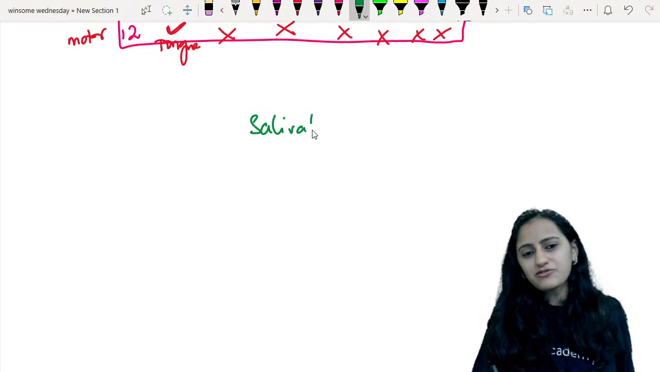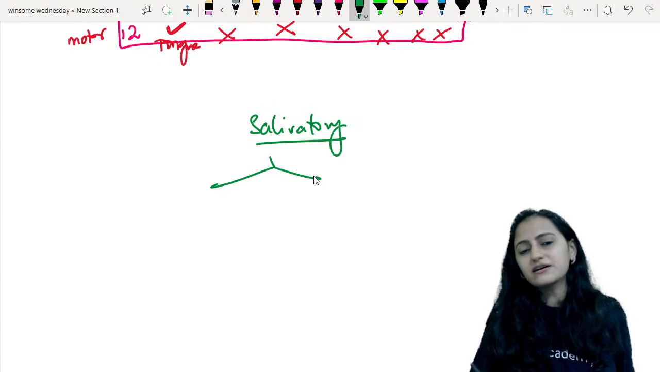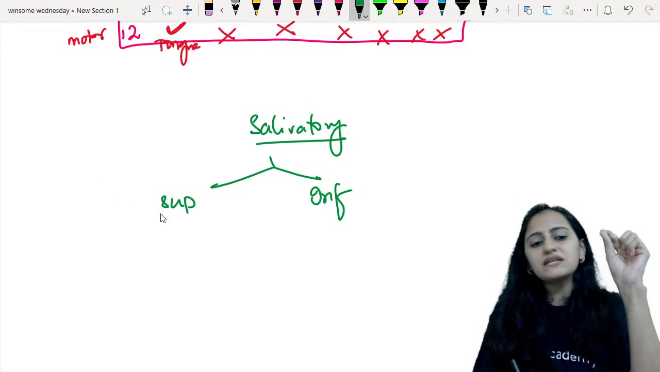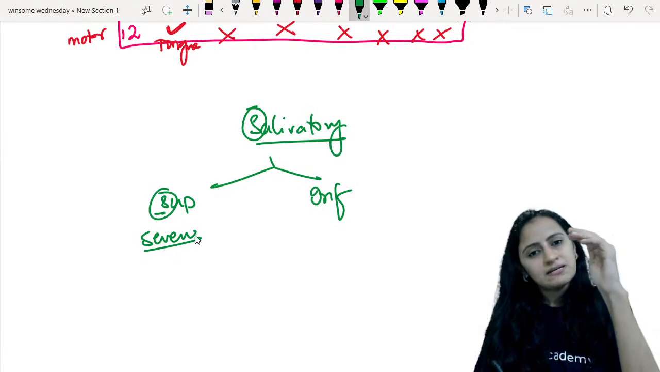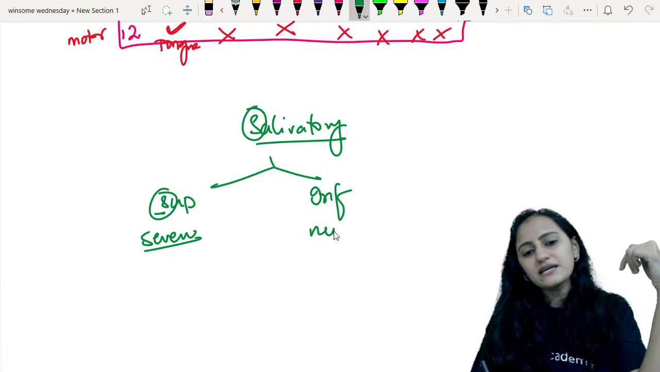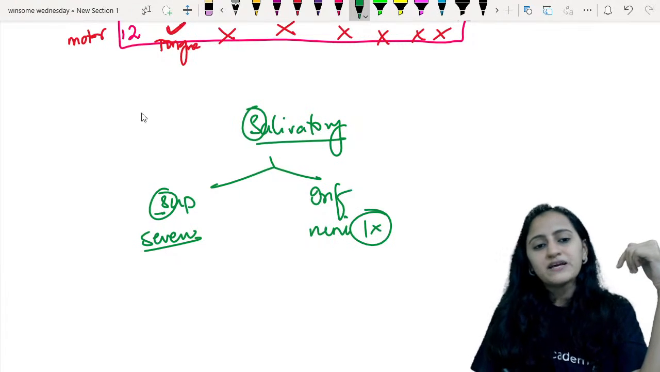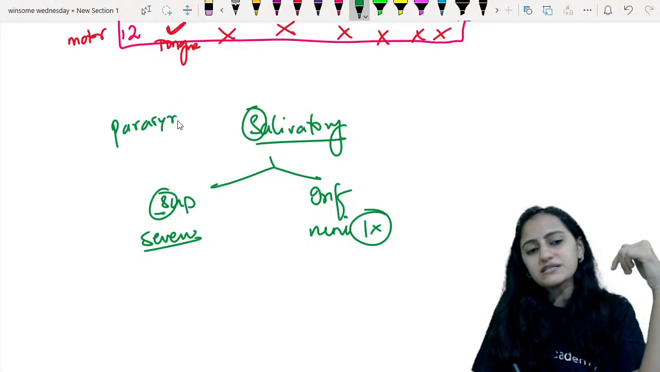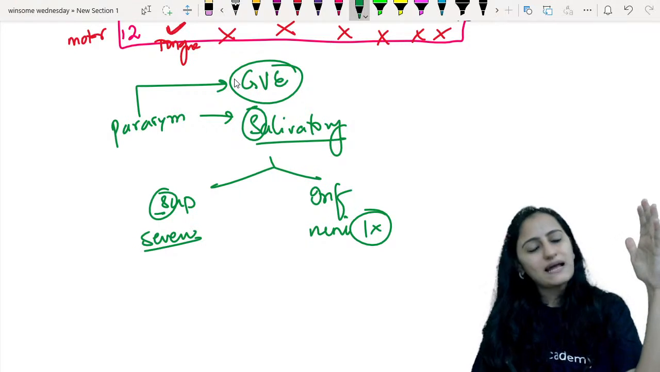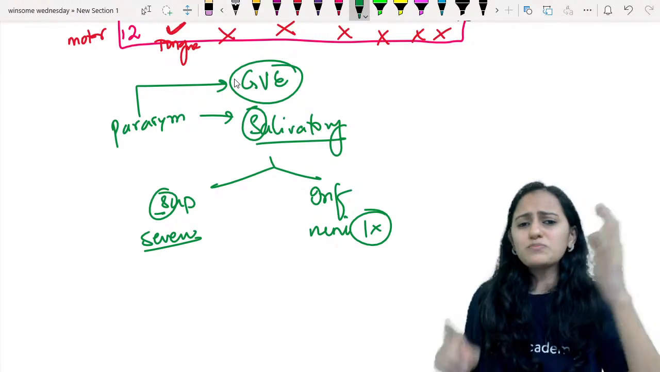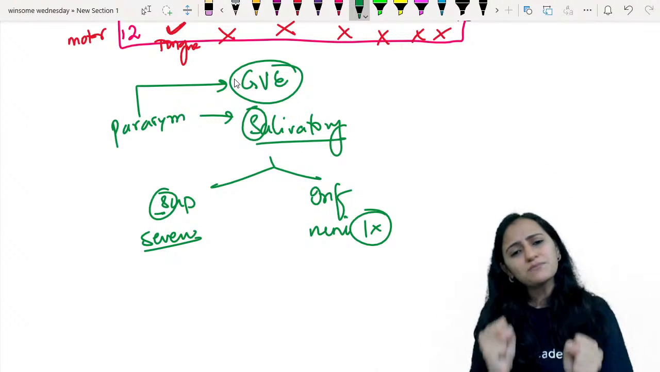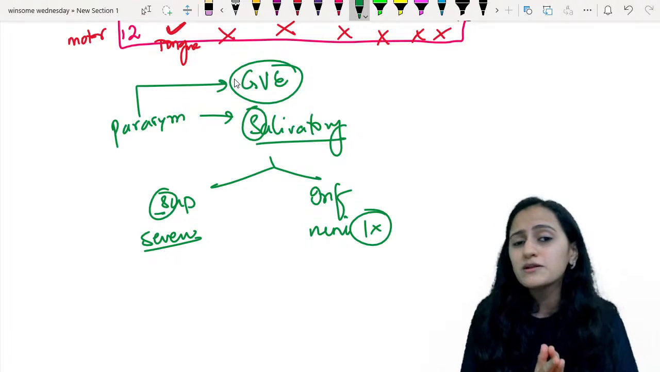Where are your salivatory nuclei included? They are in which cranial nerves? You have the superior salivatory and the inferior salivatory. Superior salivatory, remember, is all S, so it is your cranial nerve 7. Inferior is below that, it is your cranial nerve 9, glossopharyngeal nerve. These are your parasympathetic fibers. Parasympathetic are your general visceral efferent. So just understand the terms. You need not mug up which column comes where. You will be able to identify.